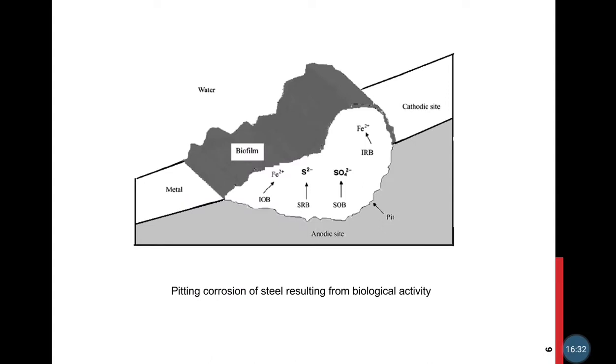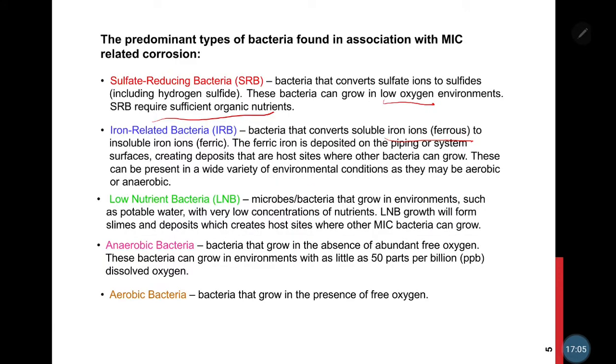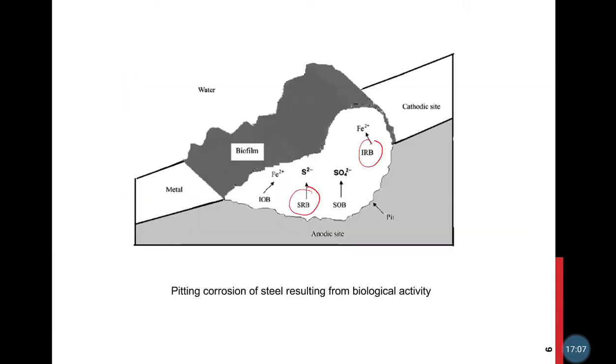Okay, so this diagram represents how the pitting corrosion of steel results from the MIC, ataupun from the biological activity. Kita panggil biological activity lah, aktiviti yang disebabkan oleh microorganism yang terlibat pada inner surface of iron. So kalau tengok kat sini dia ada SRB, okay, sulfate reducing bacteria. This one iron related bacteria. Okay.